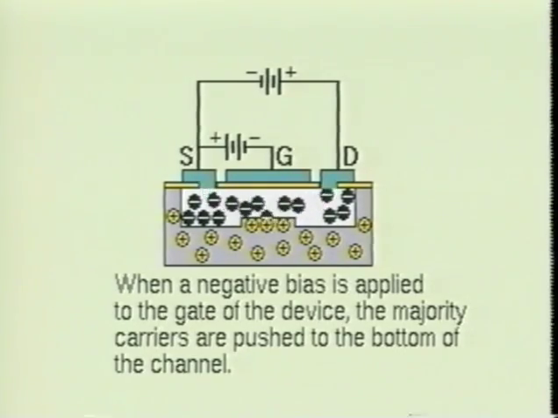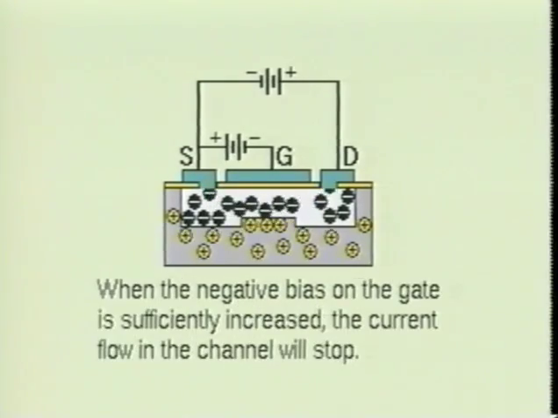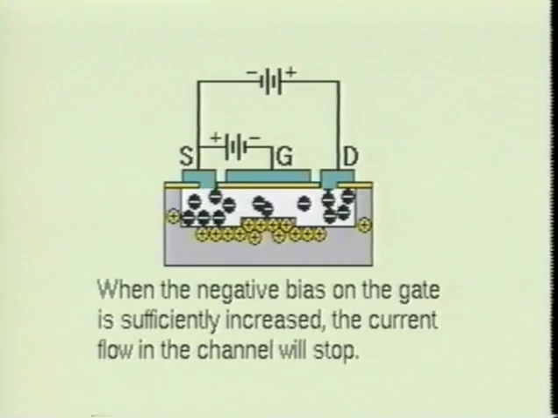If the negative bias on the gate is sufficiently increased, it will cause the channel to stop the current flow between the source and drain. The gate is then said to have depleted the charge carriers from the channel.